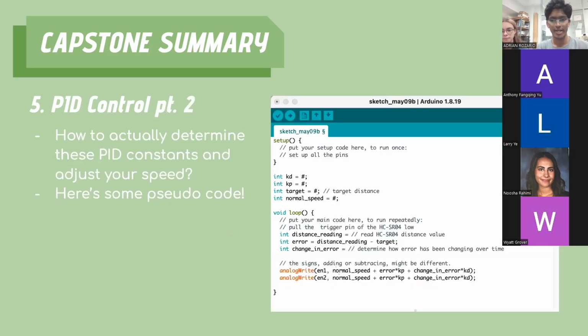Here we have a bit of sample code. I don't remember if the skeleton that we provide looks something like this. Maybe it does, maybe it doesn't. You can use this as reference. Let's talk about what PID looks like in code.